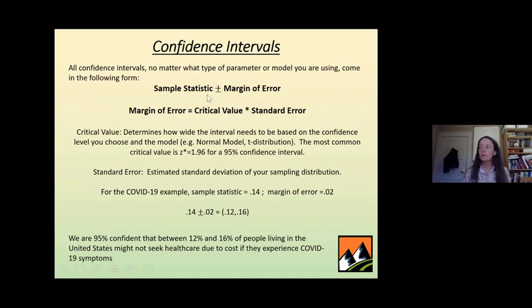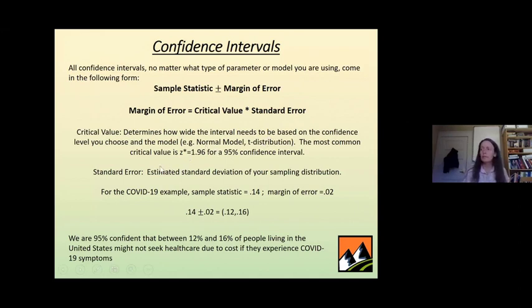So this margin of error is a combination of this critical value, which tells you how much confidence you want. The bigger the critical value, the wider your confidence interval, but it also gives you more confidence. And then the standard error tells you how much variability you would expect in your sampling distribution based on your sample size and other characteristics.